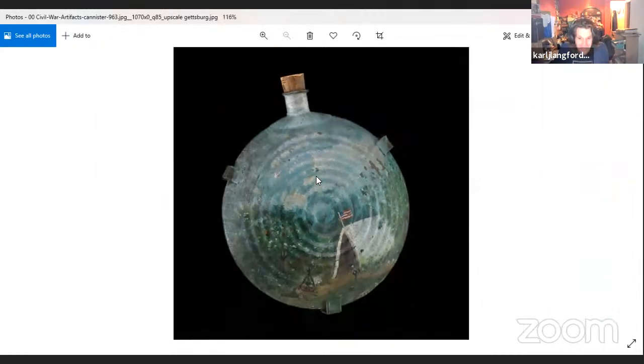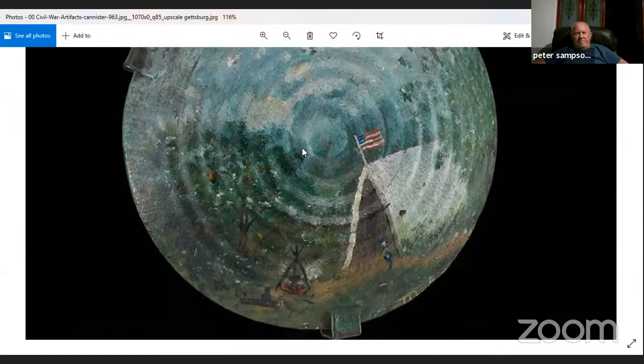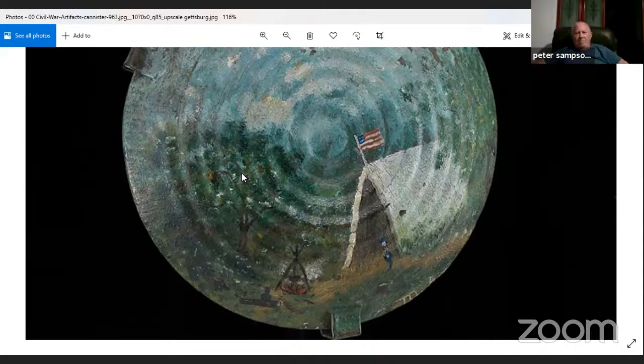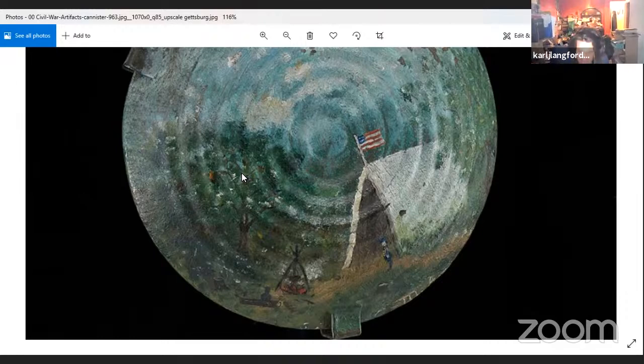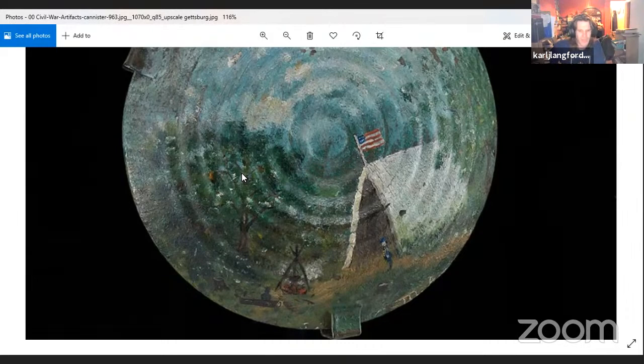Look at that one there. Water bottle, yeah. But look at that. This is not a Confederate. This is a Union canister. A Union water bottle canister that's been lovingly decorated by the Union soldier. So in other words, this hasn't been found on a battlefield because it wouldn't be like this, right? No.